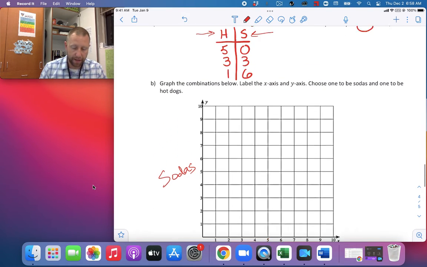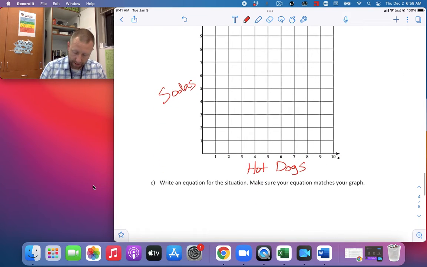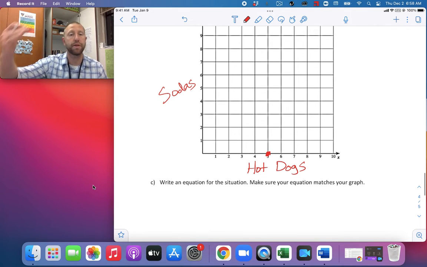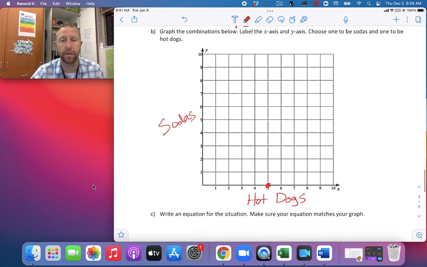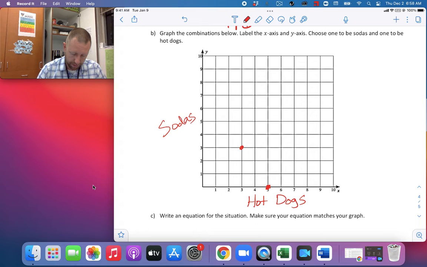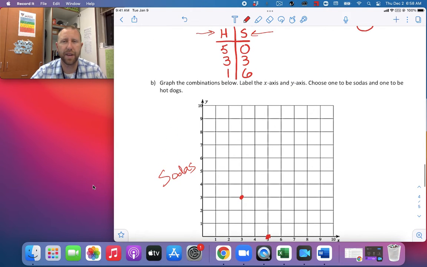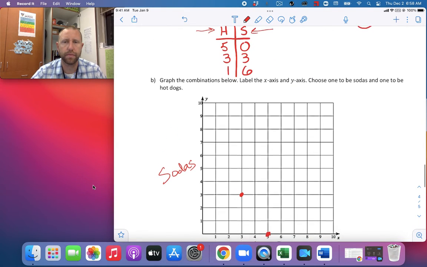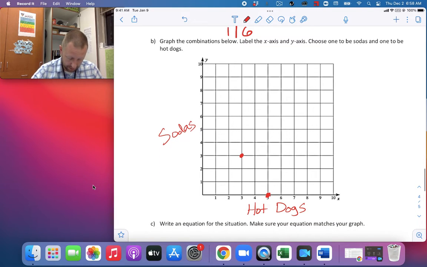And I just graph these combinations, right? 5 hot dogs, 0 sodas makes this point right here. That's 5 hot dogs, but I didn't go up at all. So I'm still on 0 for the sodas, right? 3 hot dogs and 3 sodas. So 3 is this point right here. And then 1, 6. So 1 hot dog and 6 sodas. And those are my points. And then you could use your ruler. I'll use the magic of the iPad to draw a nice straight line.